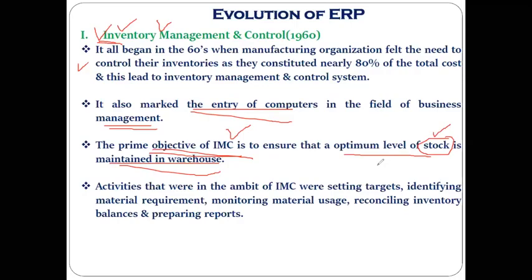Stock means what? Any kind of material. Correct? Yes, sir. So the main aim of the IMC, I am calling it in short, IMC stands for inventory management and control, is to make sure that the optimum level, in the sense the satisfactory level, of the material should be maintained in the warehouse. You can say warehouse as a godown. Correct?